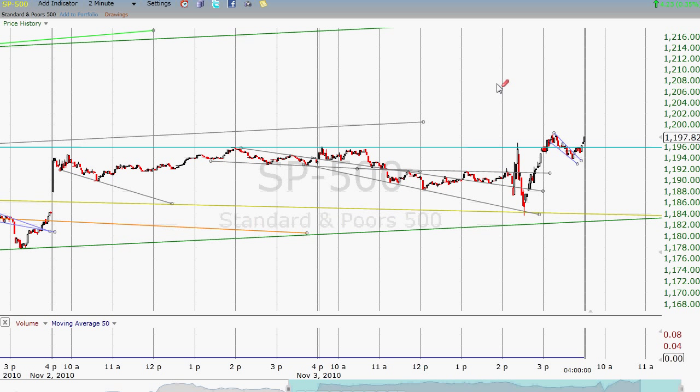So this is the S&P, the daily update. I hope you've enjoyed the chart, and just keep your eye on 1996. Now that that's broken, that should be support.